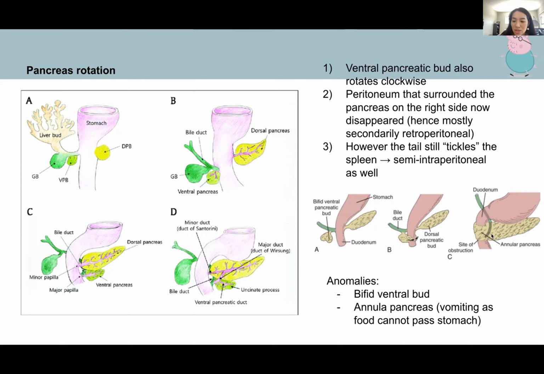And then it turns into this annular pancreas, basically, where the pancreas goes around the gut tube. And that's a problem, because then obviously food can't go down further than that part of the duodenum. And then you have vomiting and everything. So that usually comes out in children, because if you're an adult, how are you alive? So it would manifest in a child usually.